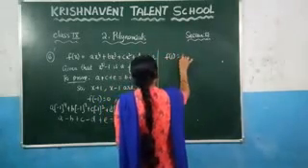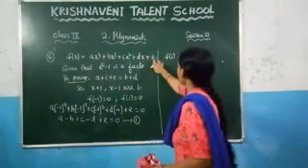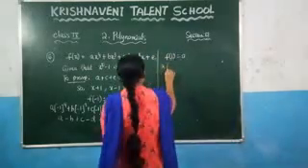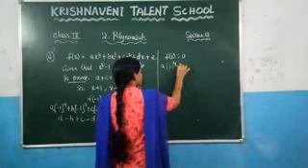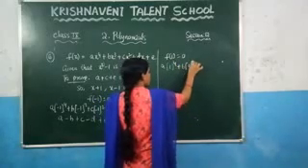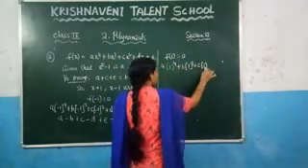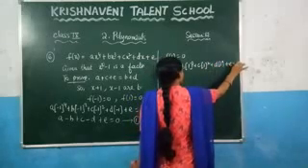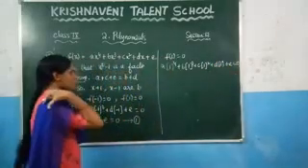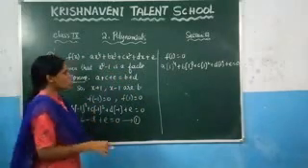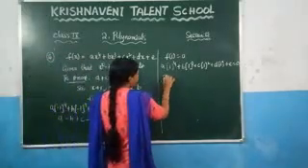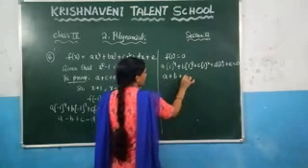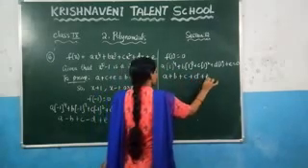So similarly, in this polynomial you need to substitute 1 in place of x. What you get here? a into 1 power 4 plus b into 1 cube plus c into 1 square plus d into 1 plus e is equal to 0. Just in the polynomial we have substituted 1 in place of x. So what you will get here? Since all are positive, you can write it as a plus b plus c plus d is equal to 0.